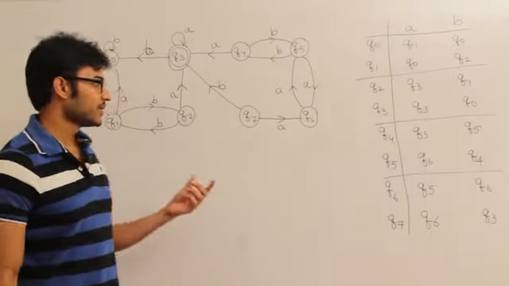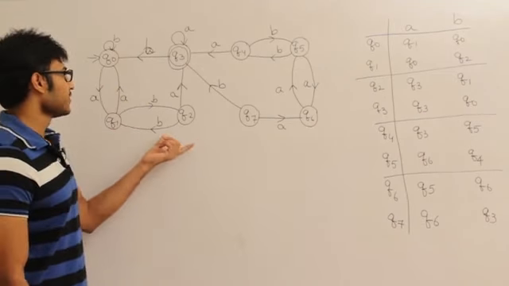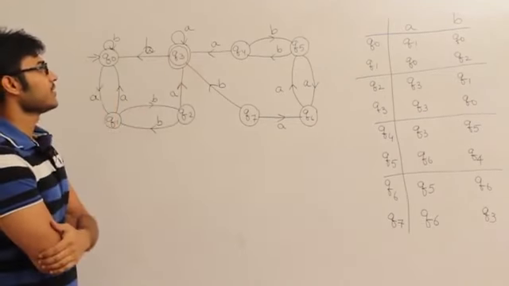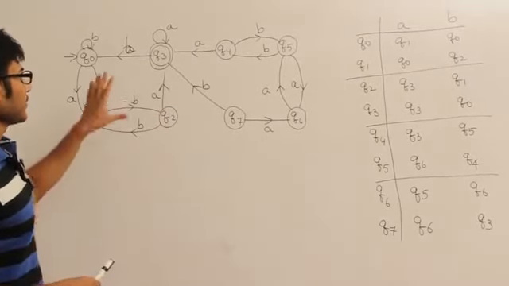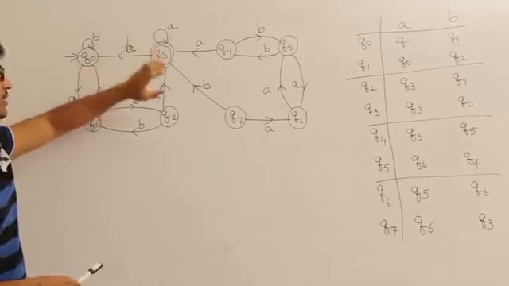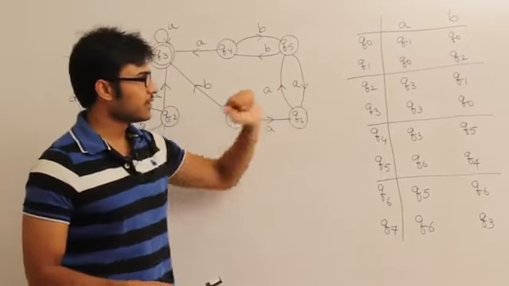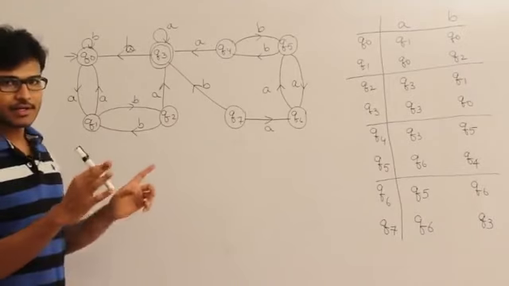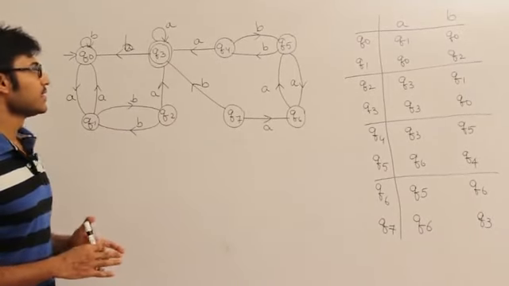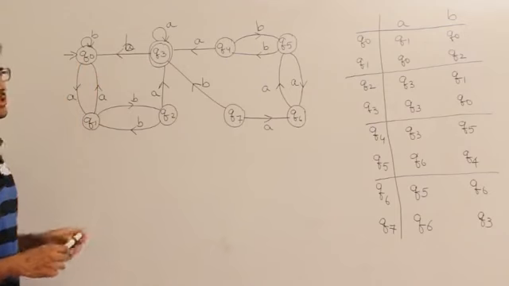Now let's try to minimize this DFA. First of all, it is a DFA, you can check it. For every state there is a transition on small a and small b, and let us assume that this is the input given and I have converted it to the table. Before applying the 0 equivalence, 1 equivalence partitioning method, let us see if all these states are reachable from Q0.